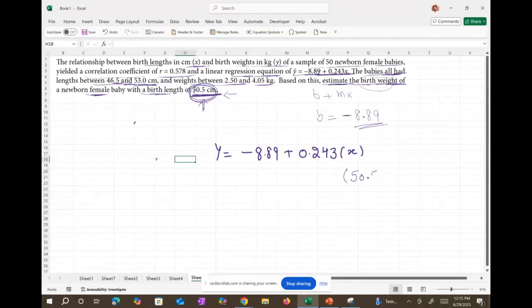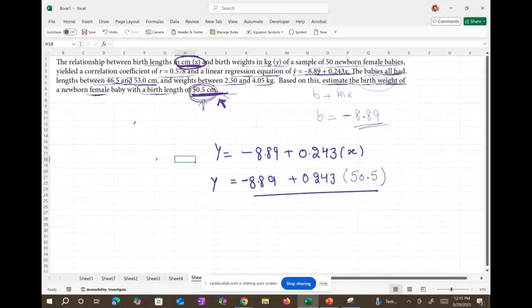So I'll make sure I put 50.5 centimeters here: 0.243 times 50.5. I must make sure that whatever dimension is given here, I use the same dimension. Here it is in centimeters, so I must make sure this is also in centimeters. Otherwise, I need to convert them. Once you calculate this value, it will give you the estimate for the newborn female baby.